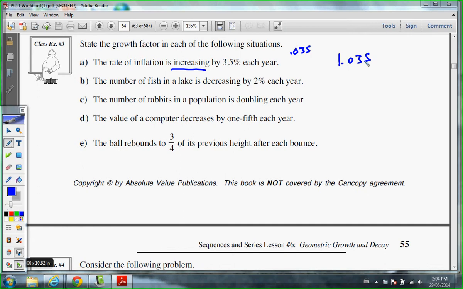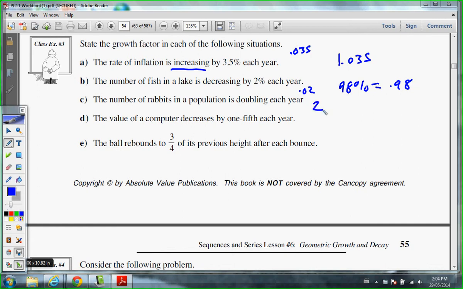Temperature of fish in the lake is decreasing by 2%. Well, it's 0.02, but remember, we minus that from 1, so I always go 100% minus 2%, which is 98%, which as a decimal is 0.98 for the growth factor. Number of rabbits in a population is doubling each year. Doubling is simply 200%.